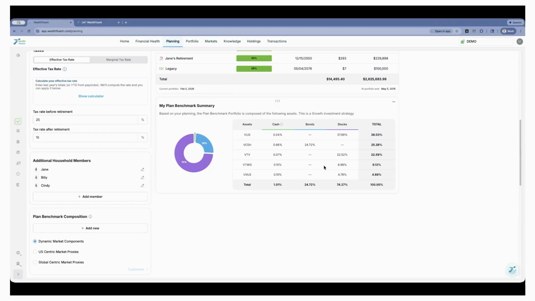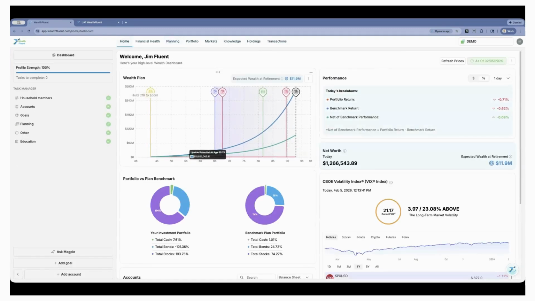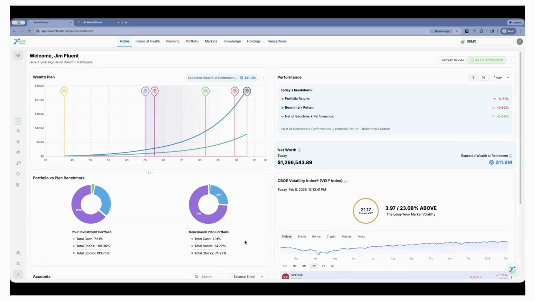This is what you compare against as well as what you are striving for. So now that we have some of those pieces in place, let's go back to home, where we always give a glance when you first log in of all the big pieces of the platform. So you're able to see where your portfolio is in its comparison to the benchmark portfolio.